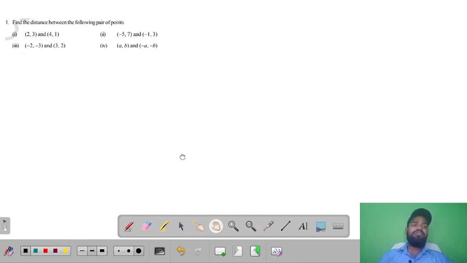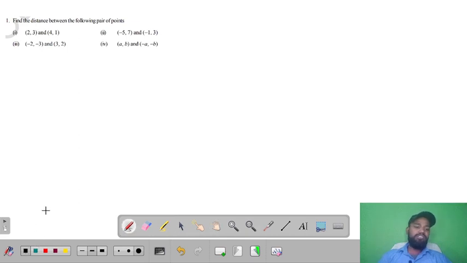In exercise 7.1, what is the first question given? The first question is: find the distance between the following pair of points. So we need to find the distance between the 2 points. Here 2 points are given, (2, 3) and (4, 1). These are the 2 points given. So we need to find the distance between the 2 points.